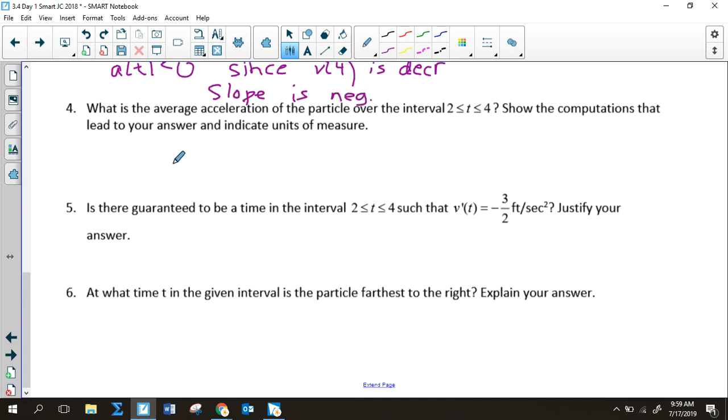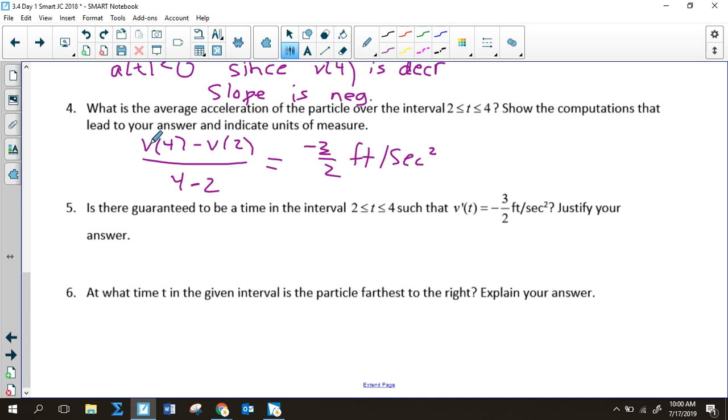What is the average acceleration of the particle over the time 2 to 4? So this literally means I'm going to do v of 4 minus v of 2 over 4 minus 2. And I'm just going to get negative 3/2 feet per second squared because I have just found the acceleration. Don't forget how you write units.